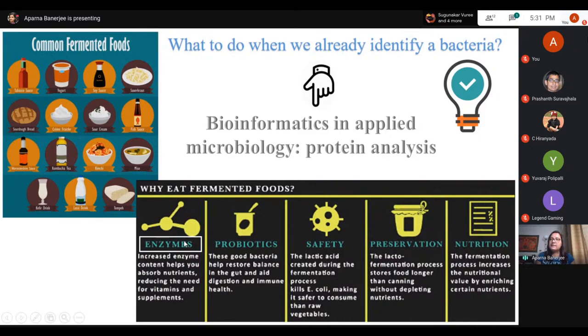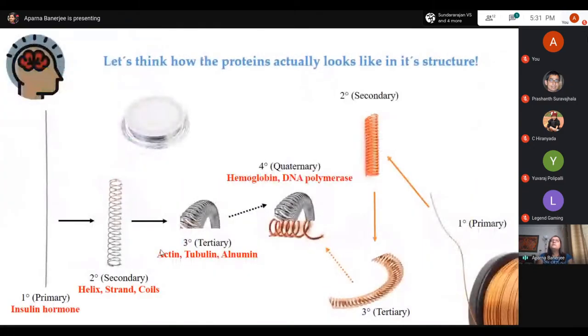So one factor that is very important is that the bacteria produce enzymes. And we know that enzymes are protein in nature. So we can do a lot of things with bioinformatics. We will discuss some today. Let's basically think how the protein actually looks in its structure.